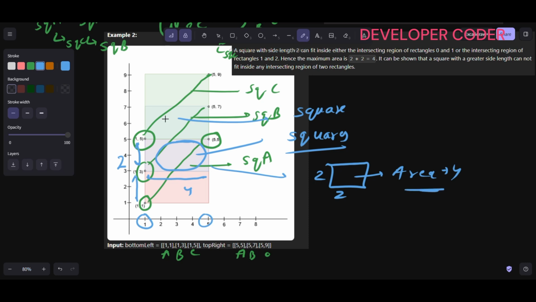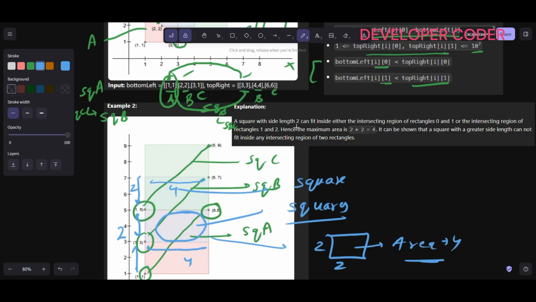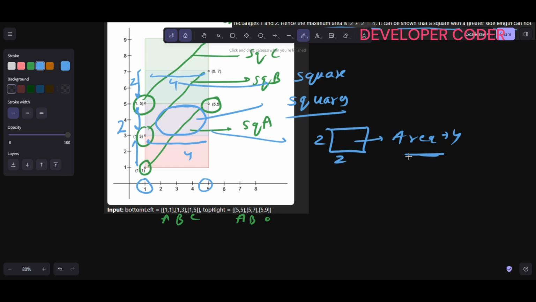Same way here also, we have the option to fit length 4, but here we have only the option to fit length 2, so I will pick the minimum only. So again the area is going to be 4. A square with side length 2 can fit inside either the intersecting region of rectangles 0 and 1 or the intersecting region of rectangles 1 and 2. Hence the maximum area is 2 into 2, 4. It can be shown that a square with a greater side length cannot fit inside any intersecting region of two rectangles. So now this problem is very easy for us, right?